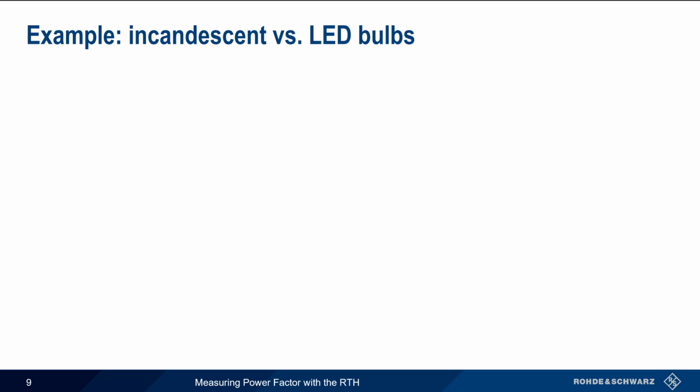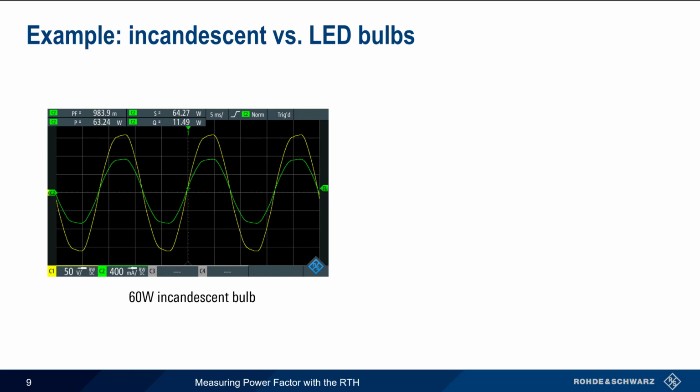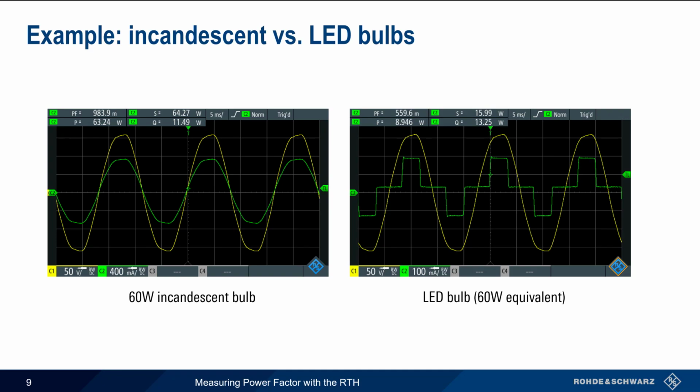Let's look at some examples of power factor measurements. Here we're measuring the power factor of a linear load, a traditional 60-watt incandescent light bulb, and a nonlinear load, a 60-watt equivalent LED bulb. Since the incandescent bulb is almost a pure resistance, the voltage and current are both sinusoidal and in phase, leading to a very high power factor of almost 1. And we can also see that the nominally 60-watt bulb is in fact consuming slightly more than 60 watts.